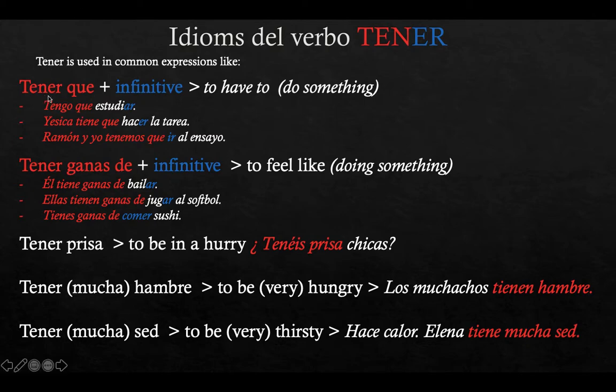All right, so we have tener que plus infinitive, which means to have to do something. So you have, for example, tengo que estudiar, I have to study. Jessica tiene que hacer la tarea, Jessica has to do homework. Ramón y yo tenemos que ir al ensayo, which is Ramon and I have to go to the rehearsal. Okay, so those are tener que. All right, I have to do it. It's not necessarily something you want to do, but you have to do it.